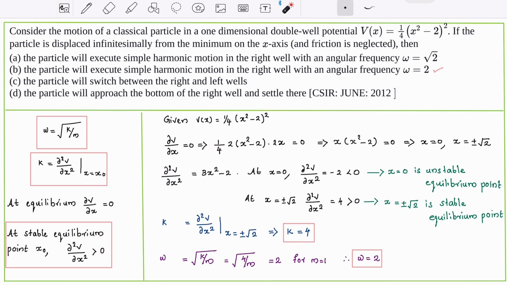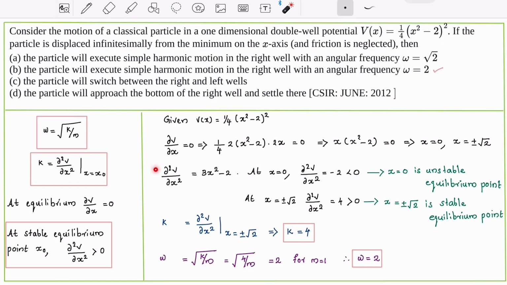First, let us apply the condition for equilibrium. At equilibrium, ∂V/∂x is equal to 0. That is, 1/4 × 2 (x² − 2) × 2x = 0. This implies that x(x² − 2) = 0. This implies x = 0 or x = ±√2. That is, we have three solutions: one is x = 0, and the others are x = ±√2. Now let us check each solution and verify whether it corresponds to a stable or unstable equilibrium point.